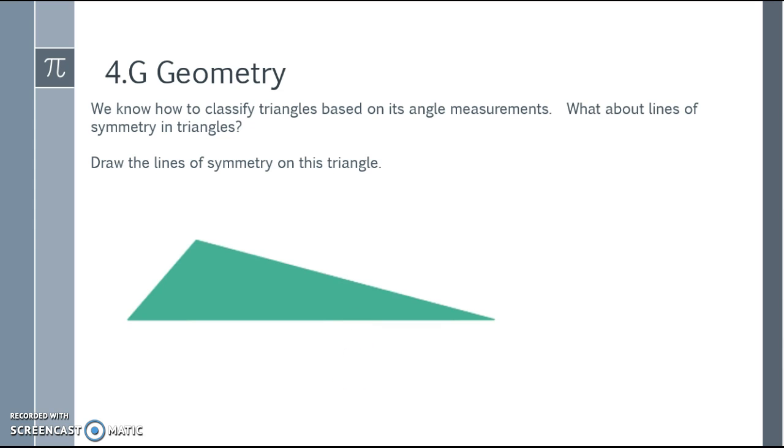What about this green triangle? I don't think I can draw a line going from this vertex down, or this vertex across, or this vertex across. Notice that we have no equal angles and no lines of symmetry.